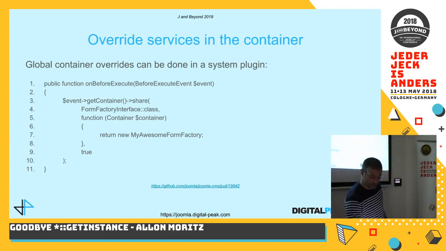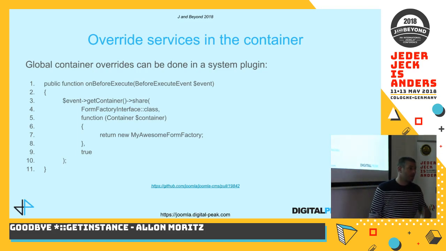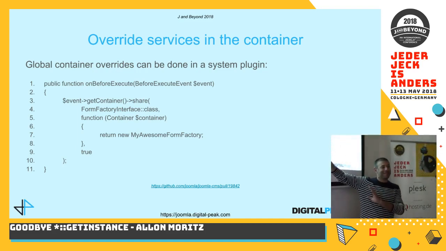So that's good. So what if I register my awesome form factory and somebody else is registering his or her awesome form factory? Who wins? The last plugin which gets loaded, in the ordering of the plugins. And basically what you can do is also use the wrapper pattern. I don't know if that's really best practice, but if you really want that kind of chain, you can make a wrapper class which gets the existing service provider from the container, wraps it, and just overrides what you need. But I don't think that's best practice.